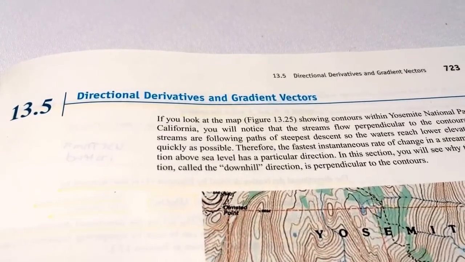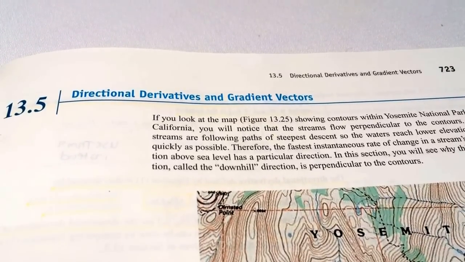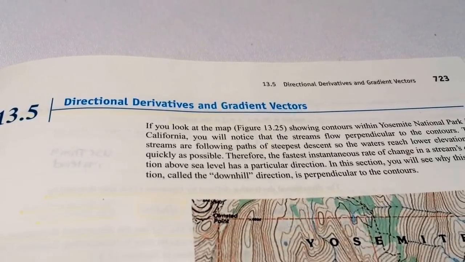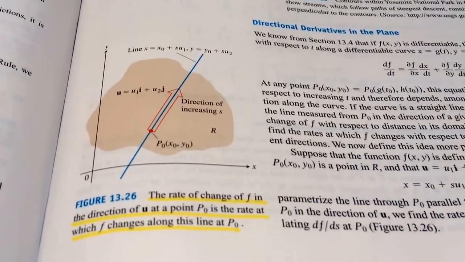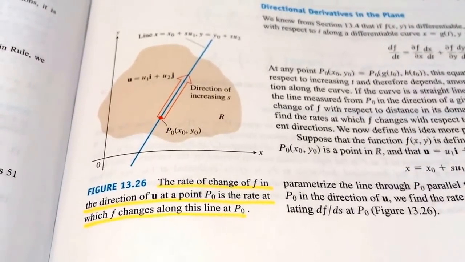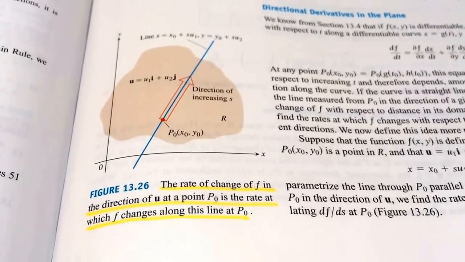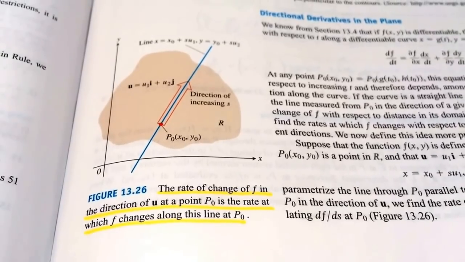But anyway, 13.5, directional derivatives and gradient vectors is what we're talking about. We're on page 723. So directional derivatives basically are just derivatives in a particular direction. They have a picture down here at the bottom of the page. Derivatives are the same thing as rate of change. So the rate of change, or the derivative of f in the direction of some unit vector u at some point p naught, is the rate at which the function is changing along this line that goes through p naught.